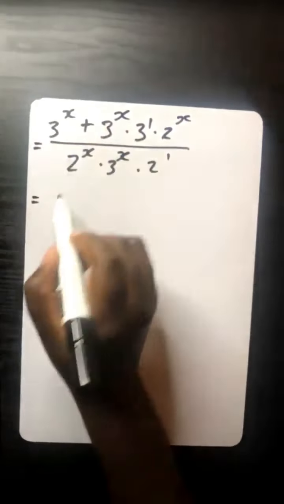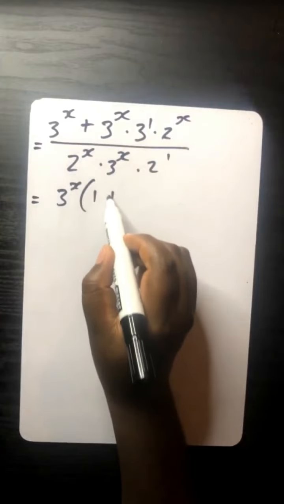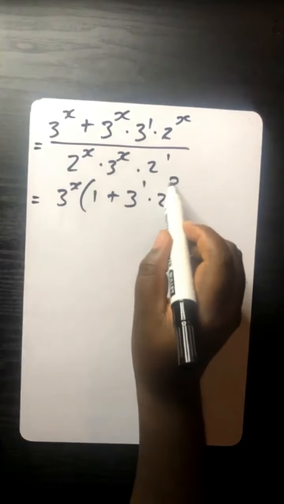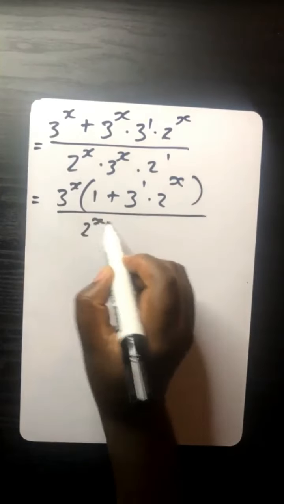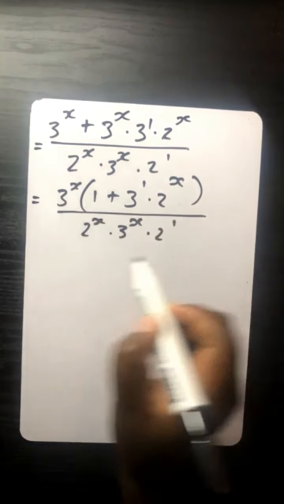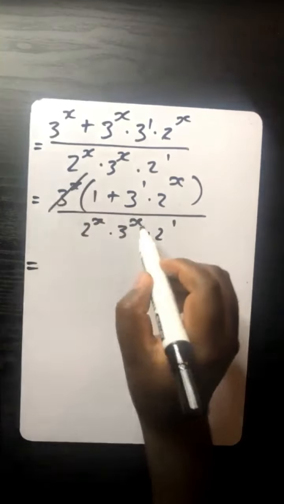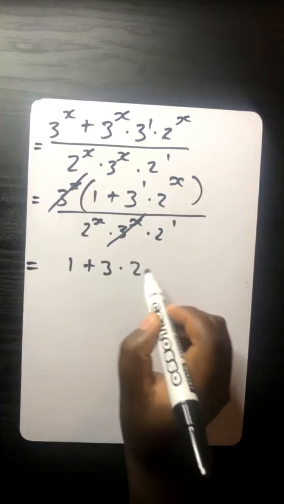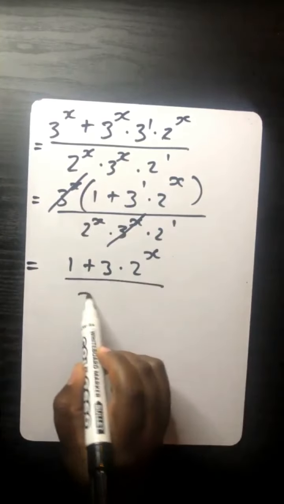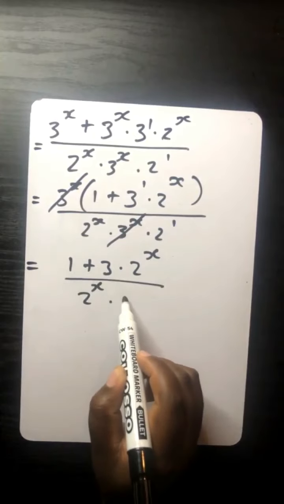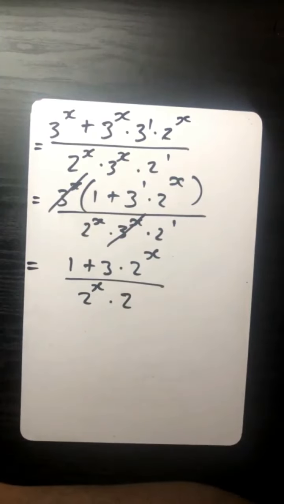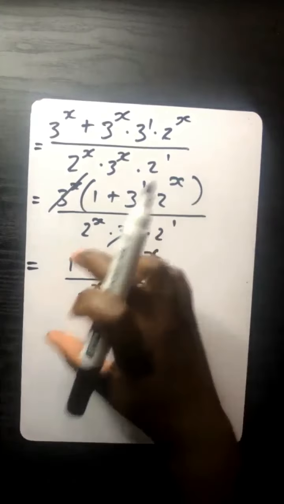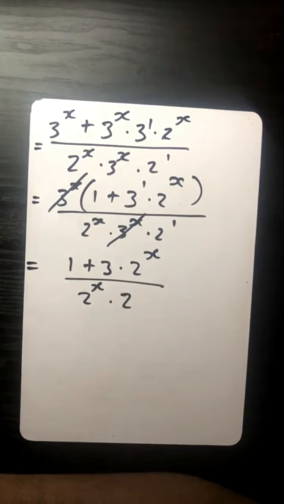So we take out this as the common factor again. Then you remain with 1 and everything else as it is. 2 to the exponent x, 3 to the exponent x, 2 to the exponent 1. This is equal to, they cancel again. Then you've got 1 to the exponent 3 to the exponent 1 multiplied by 2 to the exponent x divided by 2 to the exponent x multiplied by 2 over there. So, guys, can we further simplify this thing, or is that the end of it?